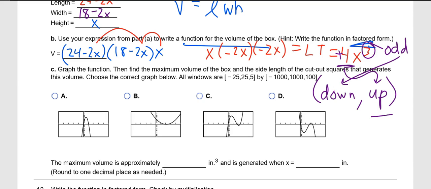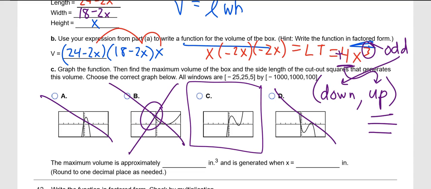Alright, so if you know that the right end behavior is up, you can immediately get rid of A and D. And then when you know that the left end behavior is down, that really knocks out choice B. The only one that had the correct end behavior was right there.